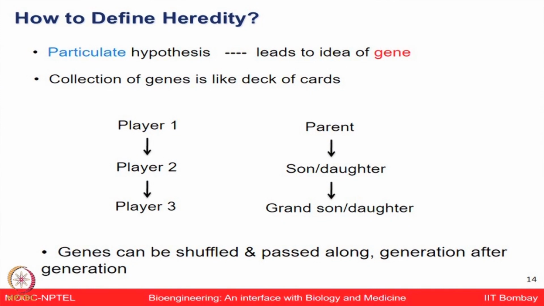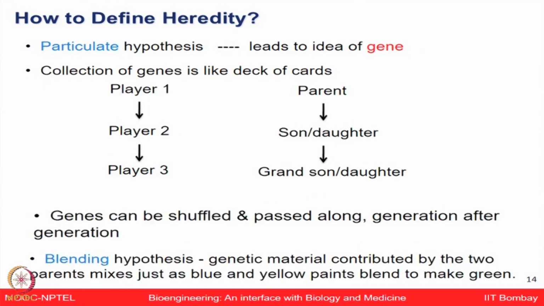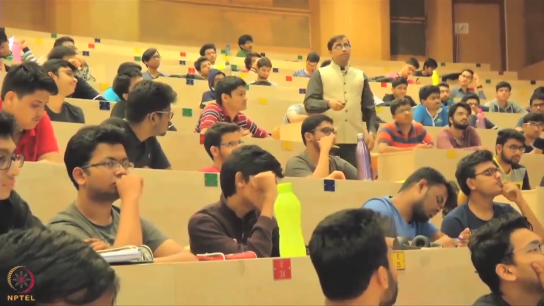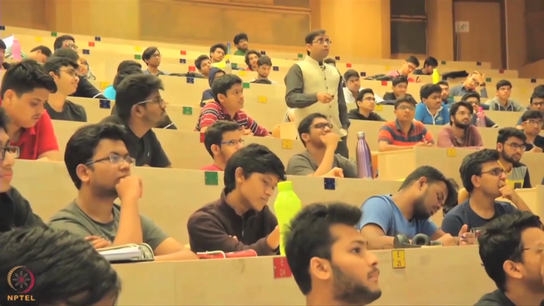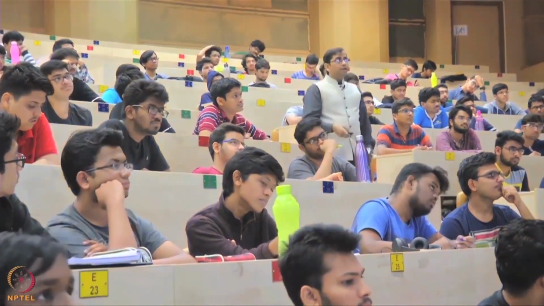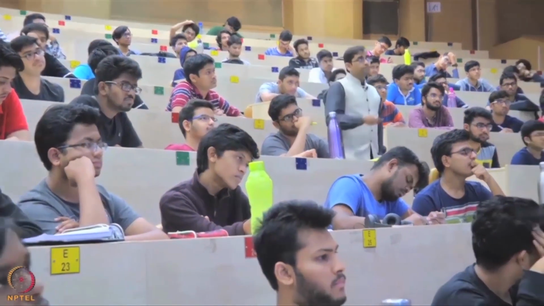So here, genes can be shuffled and passed along from one generation to the next. Another hypothesis was the blending hypothesis. It means that from the two parents, genes are coming and they are blended like paint. Like paint colors, they give rise to a different color; from blue and yellow paints, if they get blended, they will make green. This hypothesis is not as popular, but these are again hypotheses to explain how to define heredity.